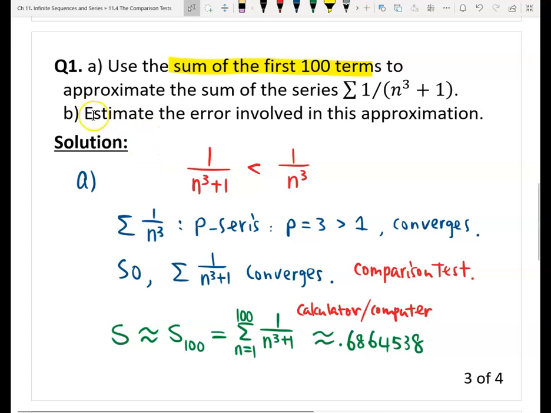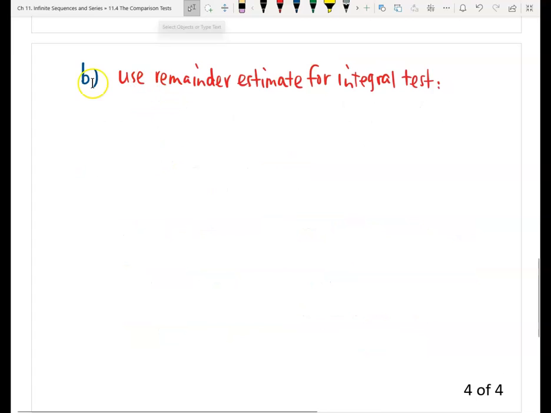Now we go to the second step: how to estimate the error, which means how to control the remainder. This is linked to the B series, which is a p-series, as we just did in the second remark. Therefore, we can use the remainder estimator for the integral test. Let me show you the second part.